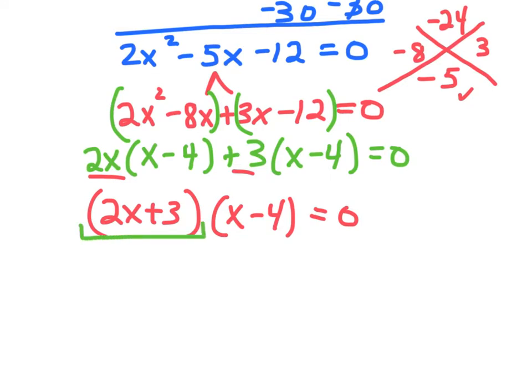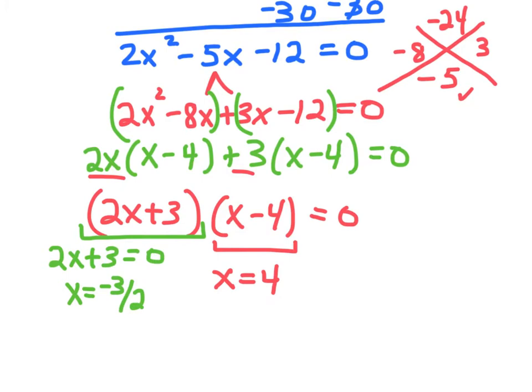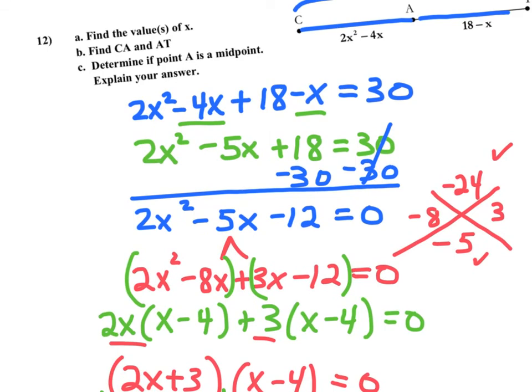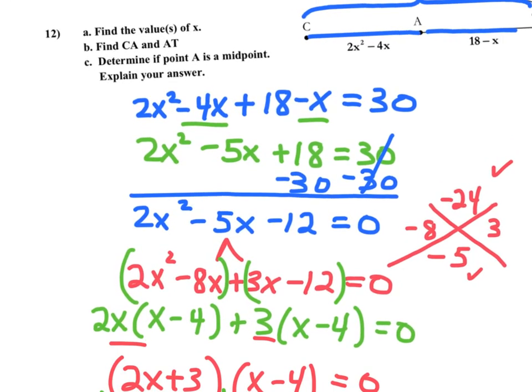Solving, I'm going to set each piece equal to 0. Subtract over the 3 and divide by 2. I get negative 3 halves for my first answer. Second answer, I get x equals 4. I have to check both answers just in case. I have to check to make sure that both work, and that's going to be kind of irritating with the fraction. But when you do the work, you end up finding that both do work in the equation, so you would have two answers.